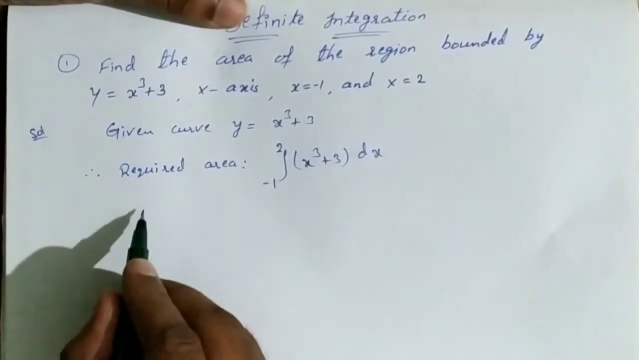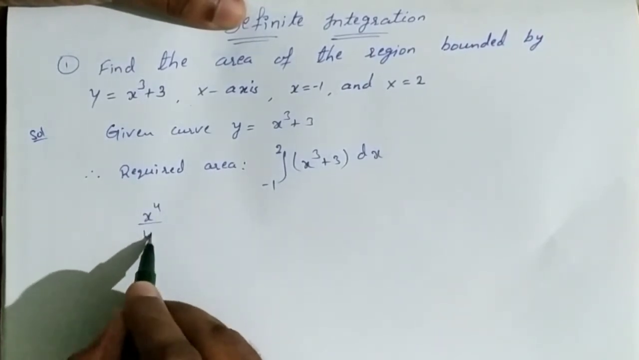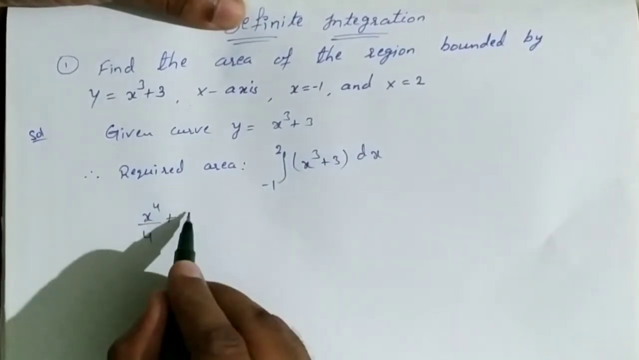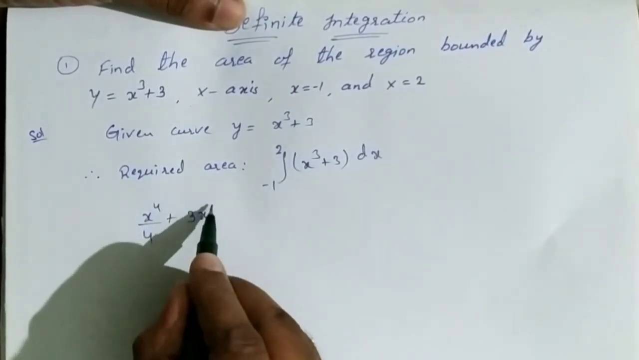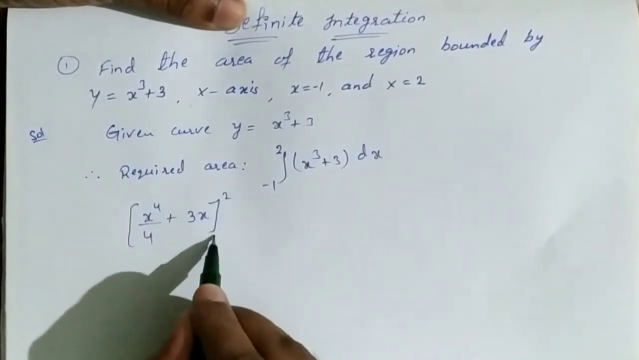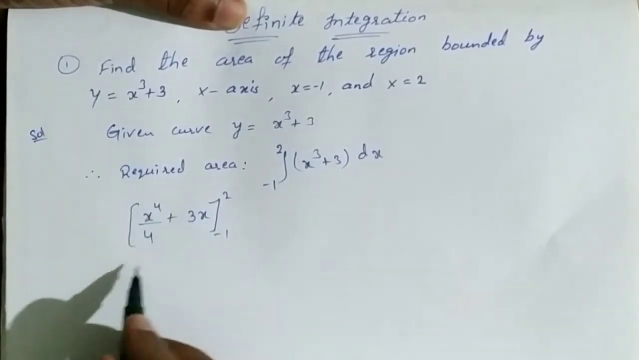The integration of x cube, we can write as x to the power 4 by 4, plus the integration of 3 is 3x. So this is from minus 1 to 2. Now we have to substitute both 2 and minus 1 in this expression.